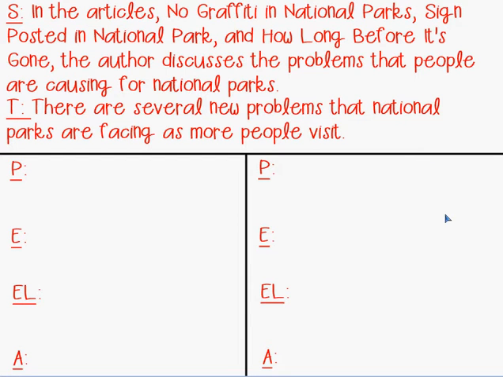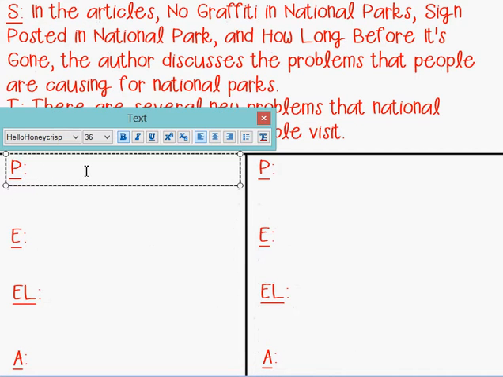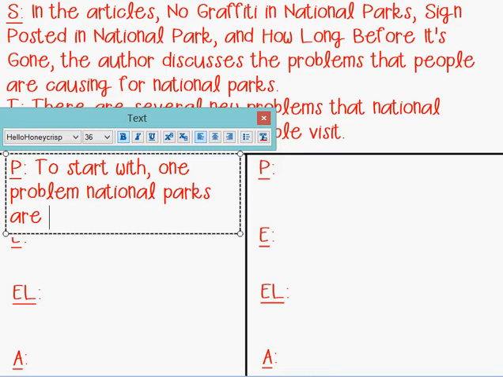Now, since I've already found evidence in my article, I need to think about what points or what are my answers to the question. So you think of your point like your answer. So if my question is, what are the problems? I know I have graffiti is one problem and litter is another problem. So I need to make sure I write that on my plan. And these need to be written in a sentence, and they do have transitional phrases to start them. So one they can use is to start with one problem national parks are facing is graffiti.